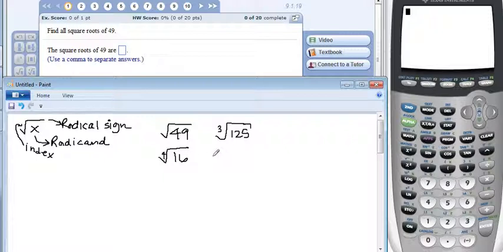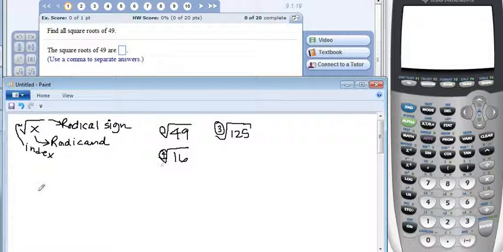So what are we looking for? What is this asking us to do? It's shorthand notation for: give me a number multiplied by itself 2 times, because there's a 2 in here, that's going to give me 49. Give me a number multiplied by itself 3 times, that's going to give me 125. Or give me a number multiplied by itself 4 times, that's going to give me 16.